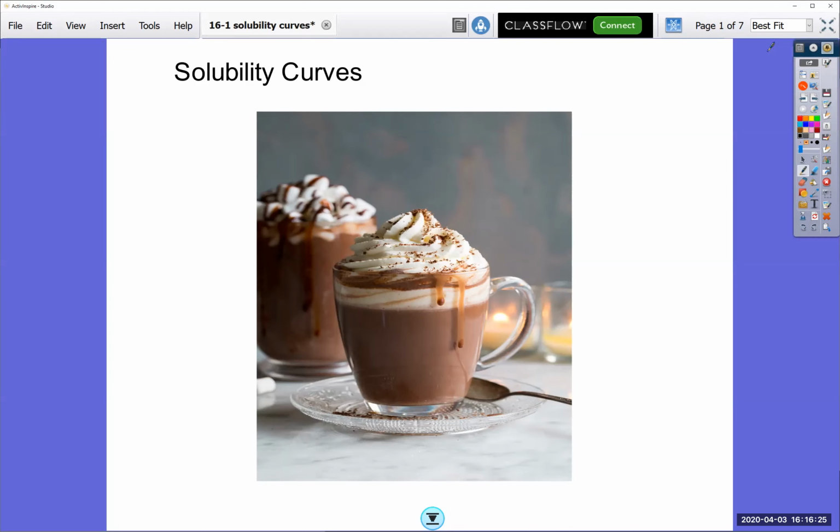Temperature plays a part in when you're making your hot cocoa because if you've ever had to dissolve hot cocoa in a cold drink, it can be quite tough. It doesn't necessarily dissolve very easily unless you increase the temperature of the water, and then the hot cocoa mix dissolves much faster and much quicker. So temperature plays a part in solubilities of solutions. So keep this hot cocoa in mind because when we talk about solubility curves, it helps give you a visual of some of these things.